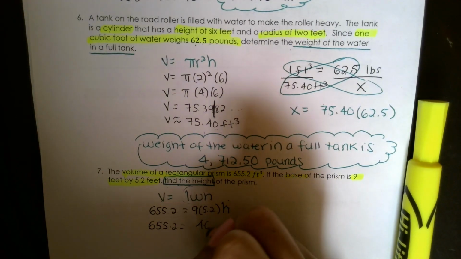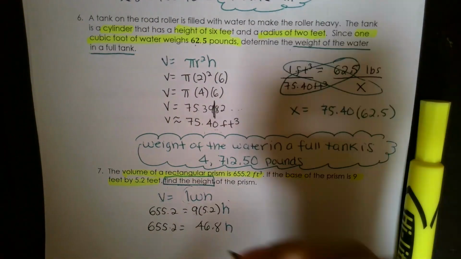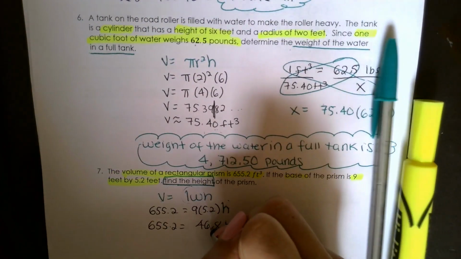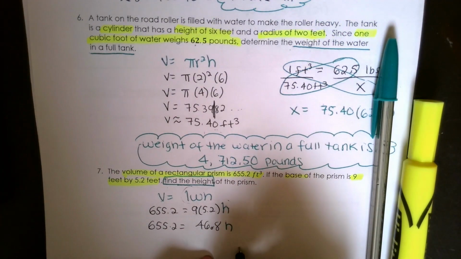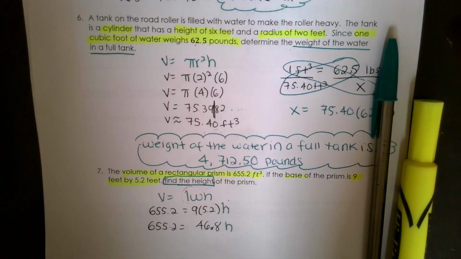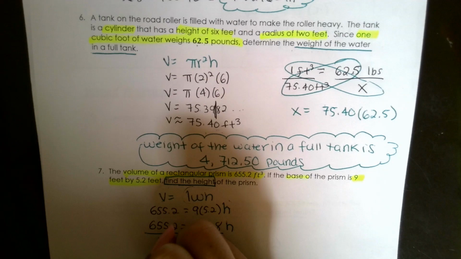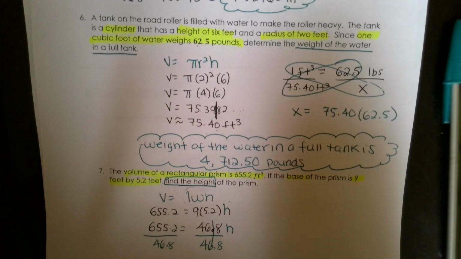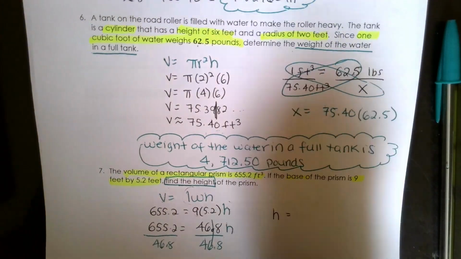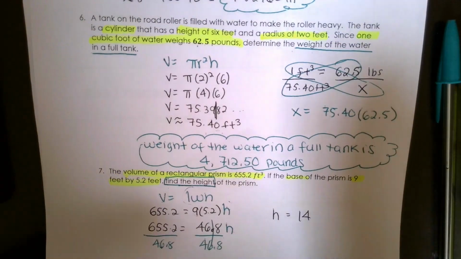You get 46.8 H. So if I want H by itself, this is just your coefficient being multiplied to H. So the opposite, we're just going to divide. So when we divide, we get 14 is my height. And we need units.